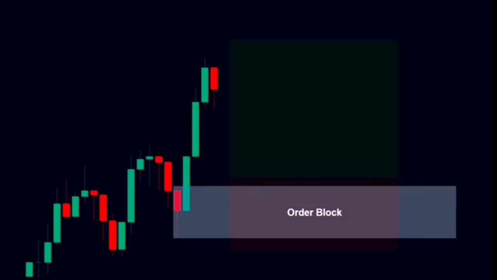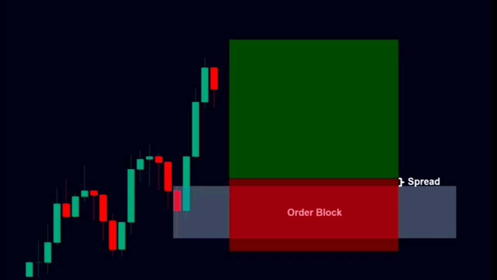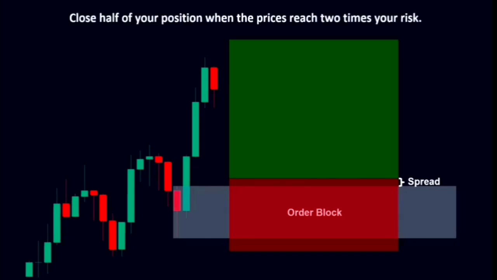Then we simply place a buying order a spread size above the order block zone and place our stop below the swing low. We will close half of our position when the price has reached 2 times our risk. This way, even if the price drops and hits our stop loss, we are at break even. For the second target, we will aim for the next key level in front of the price.